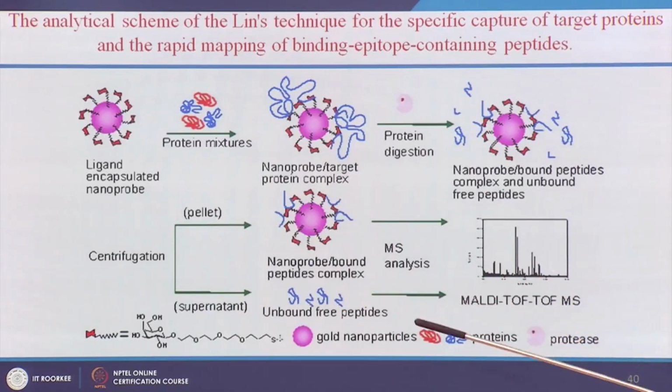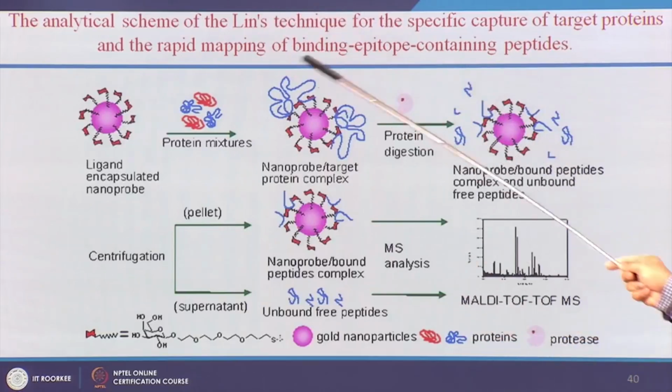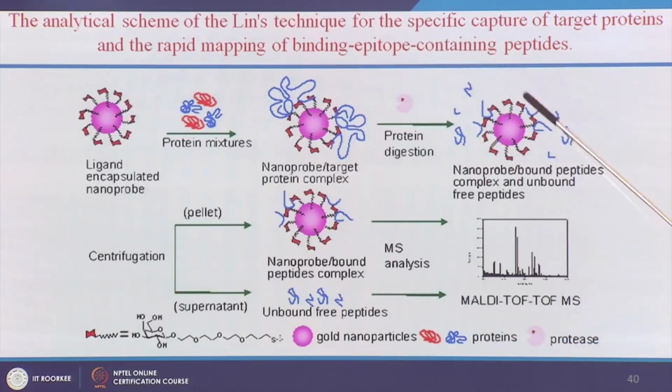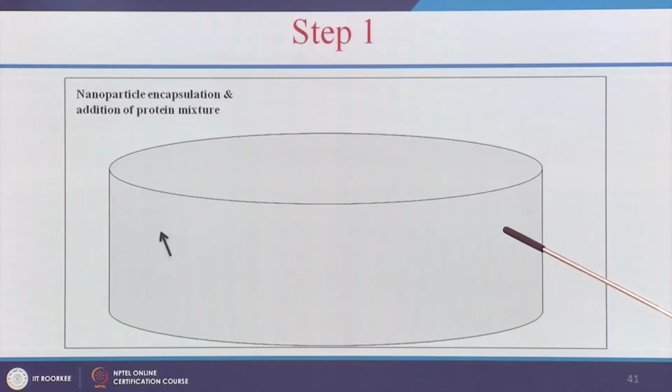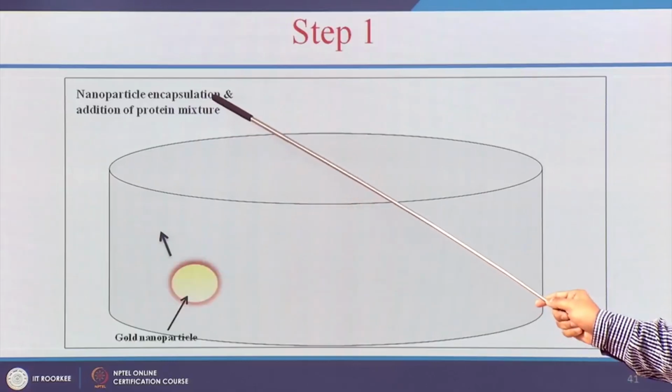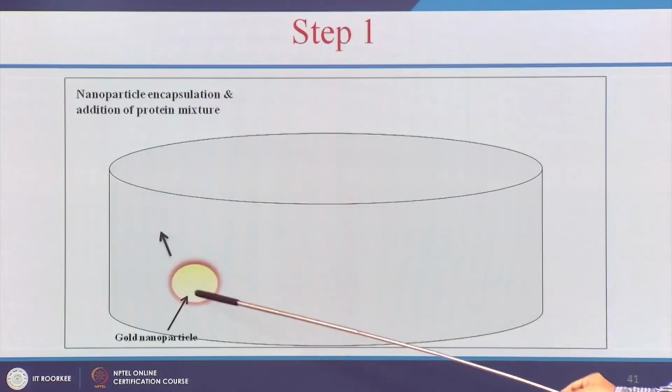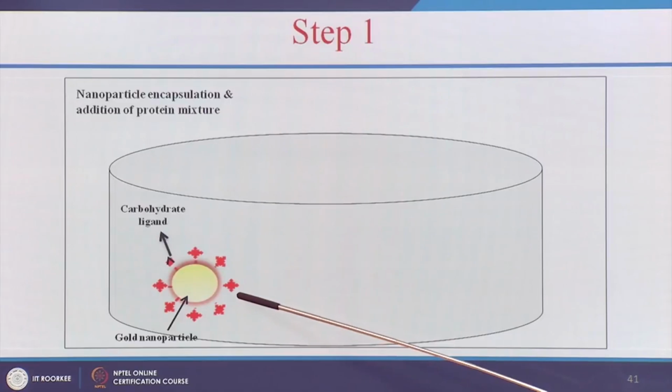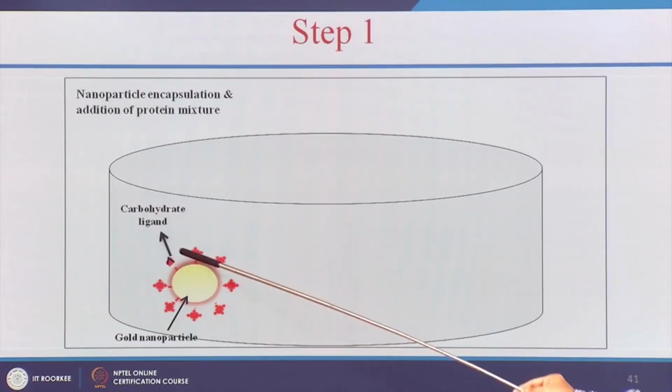Okay. So this technique is called as Lind's technique. Okay. Using this we can understand the carbohydrate and protein interaction. So let us see the same method using a simple animation. So here the nanoparticle is gold nanoparticle, and this gold nanoparticle is encapsulated in a carbohydrate ligand.